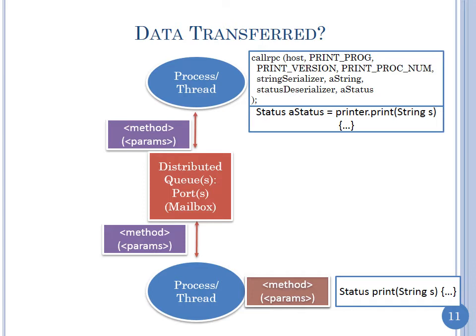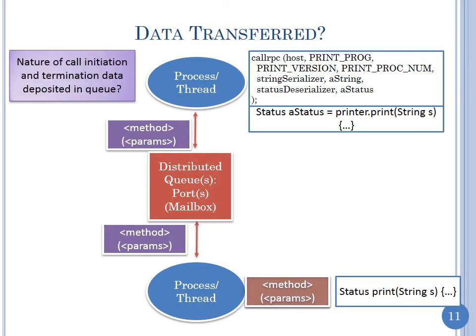And some of you kind of hinted about what happened, or at least hinted that you know what happened, because you said RPC system can be built on top of a data communication system. A data communication system can be used to simulate an RPC system. So for simulation, you need to go and send some data across the network, right? So my question is, when you make a call, what kind of data has to go to the callee and come back from the callee? Okay. So nature of call initiation and termination data deposited in queues.